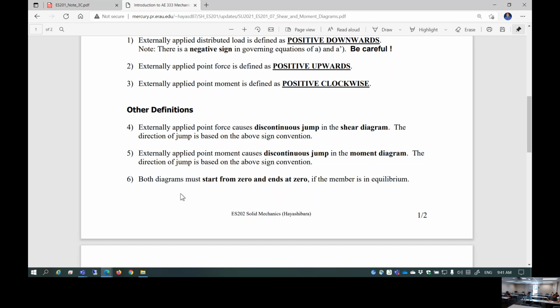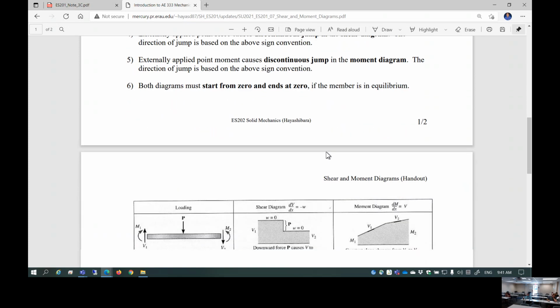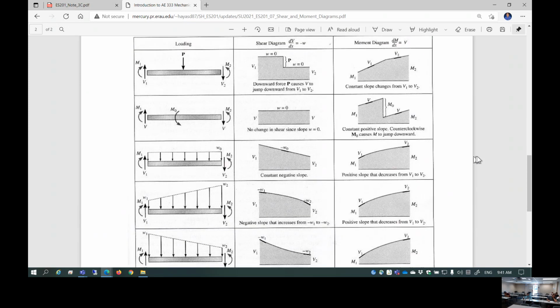And then diagrams must start from 0 and end at 0. This is quite important. Oftentimes people forget about it. Since you're talking about an equilibrium beam, it must start at 0 and end at 0, both shear and moment. So at the support point, at the end of the beam, no shear, no moment is developed internally. Okay? All right.